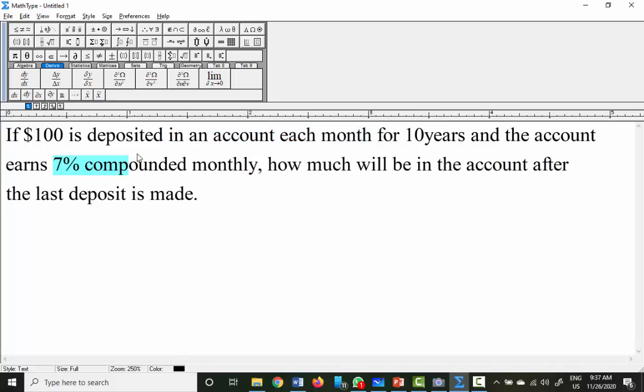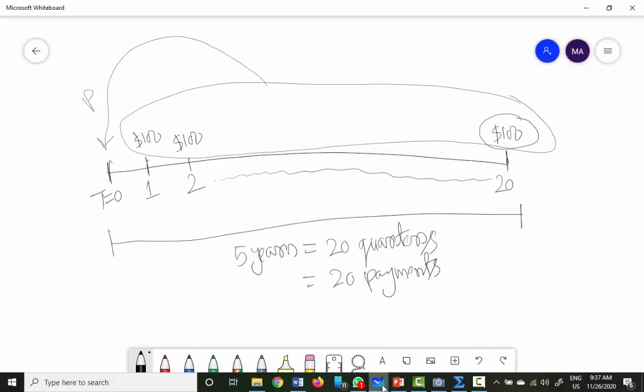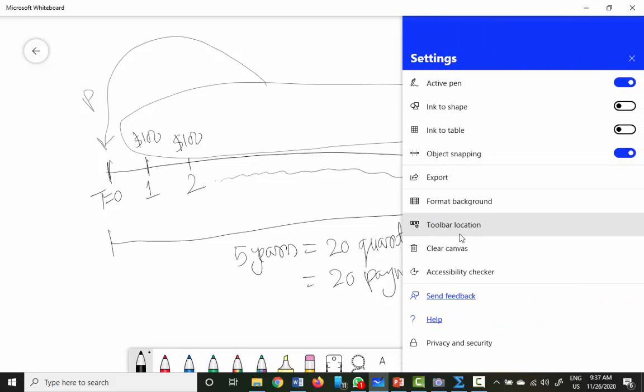So interest rate is given 7% compounded monthly. The question is asking how much will be in the account after the last deposit is made. So let me show you the diagram again.